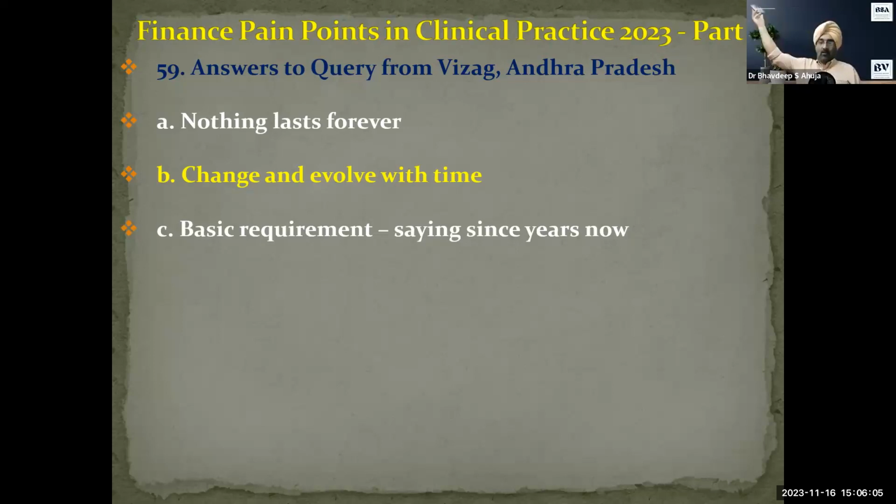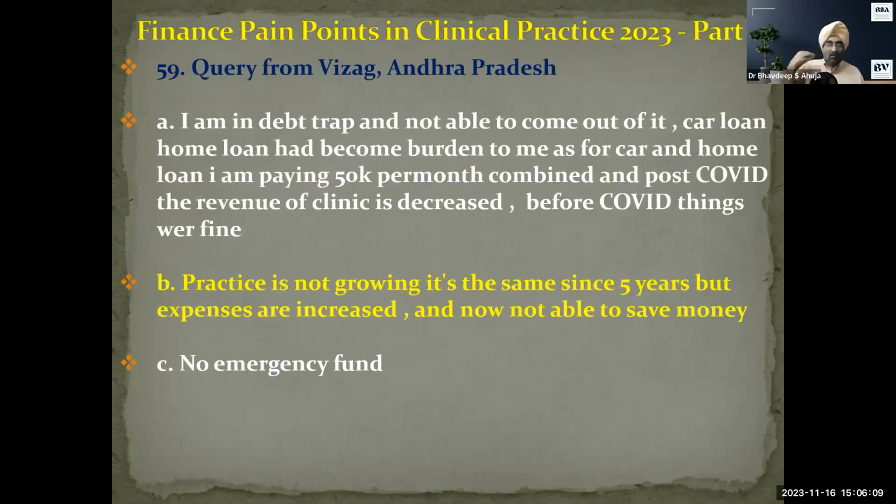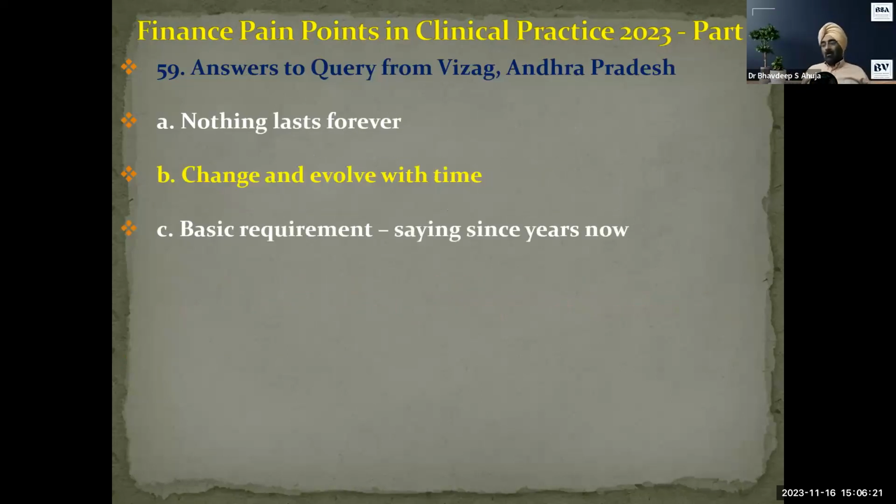Everything has a turn. So change and evolve with time. If you are having the same practice, same charges, same number of patients, but more expenses, which is but natural because inflation is happening, then you will have less carry home. And when you have less carry home, the loans will still remain the same.